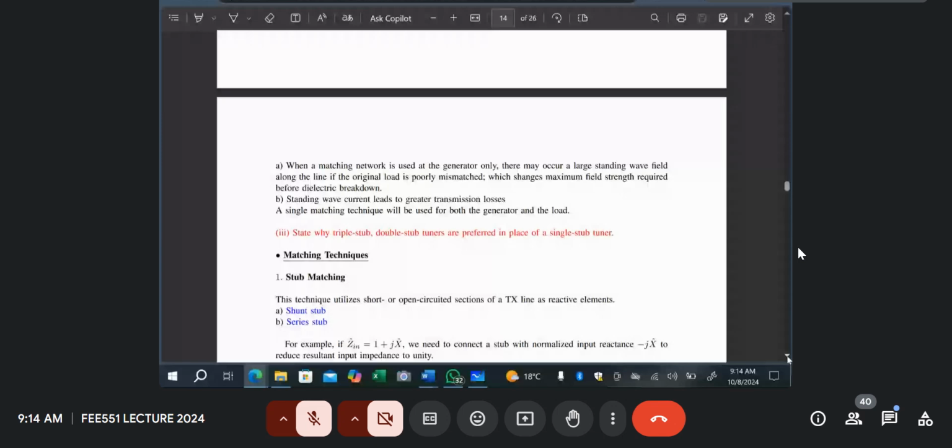because if there's a standing wave, a very energy concentrated wave, and you keep on feeding that standing wave, there's a lot of energy that increases. Now, the standing wave current also leads to greater transmission losses. Again, standing wave is highly energetic, so it will actually lead to more transmission losses.